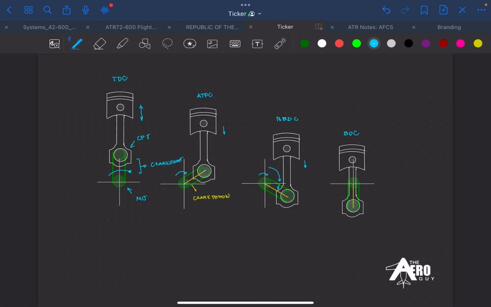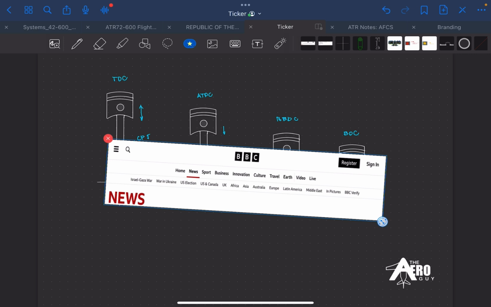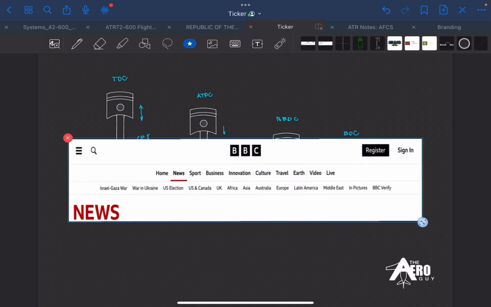Okay, there is a position after bottom dead center. We call it, not that one, call it British Broadcasting Channel. Just kidding.